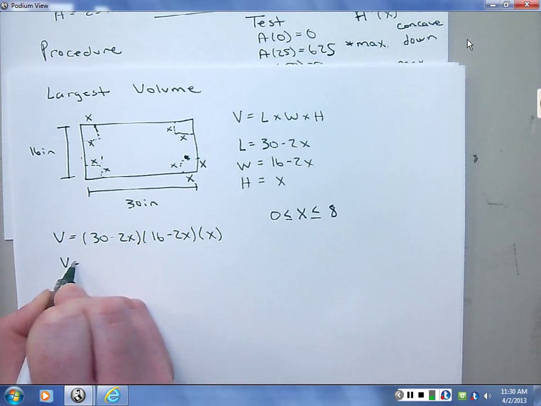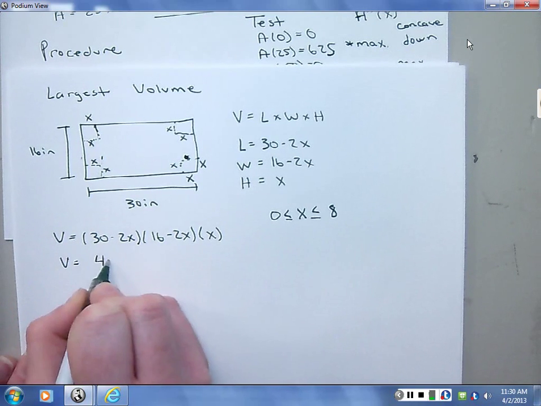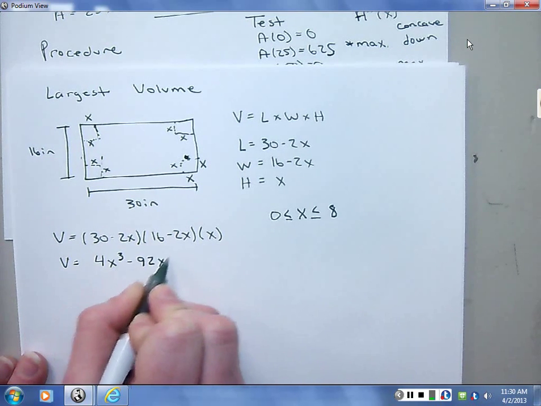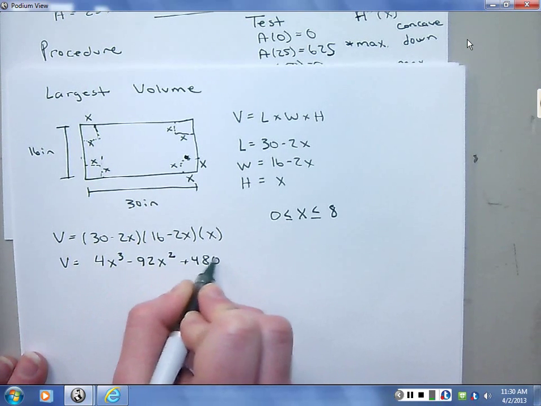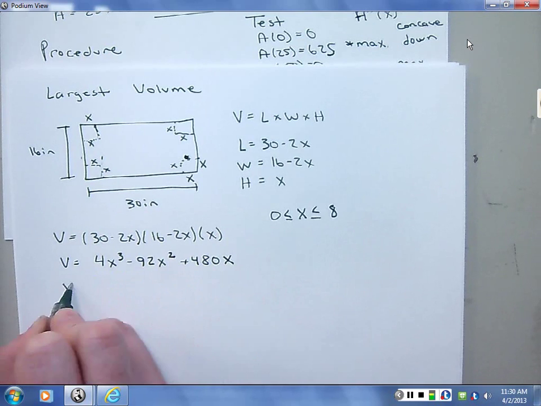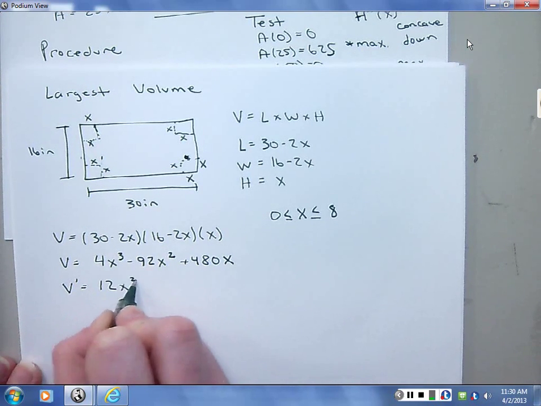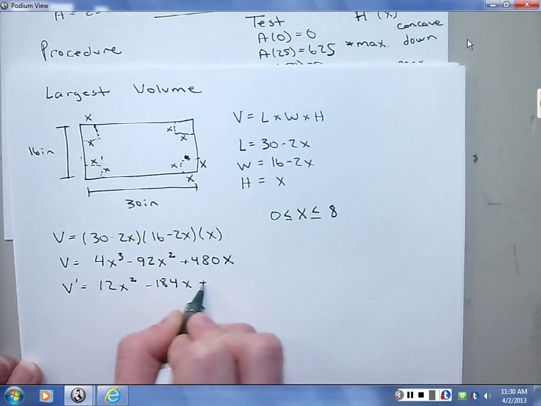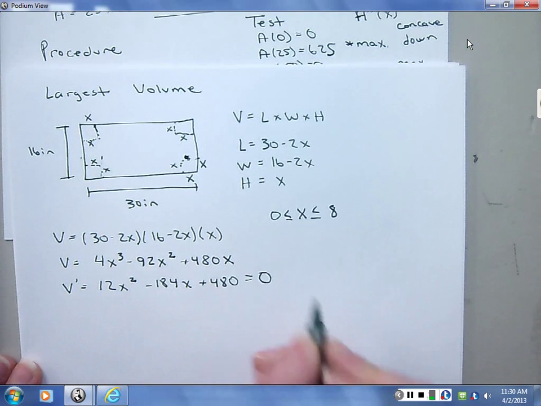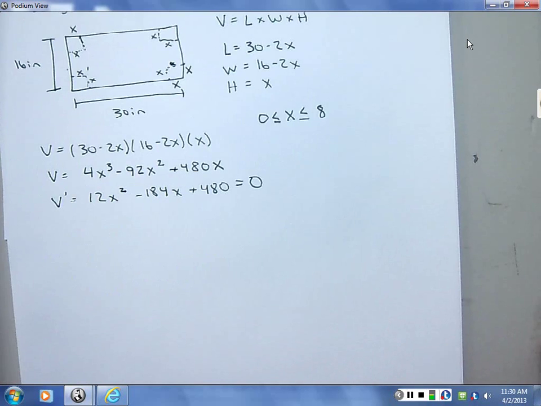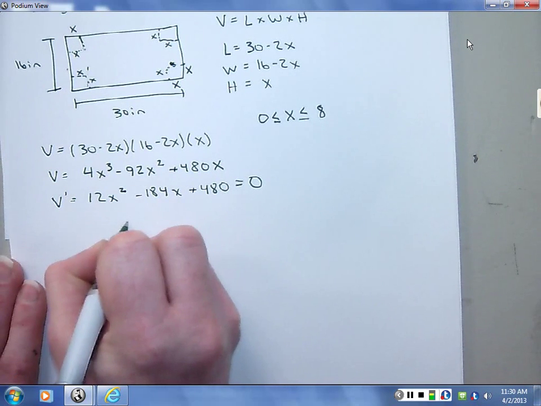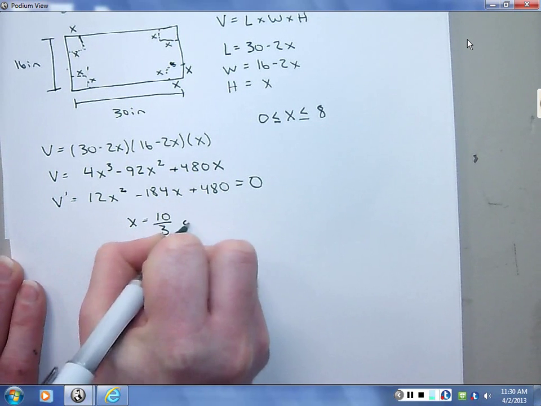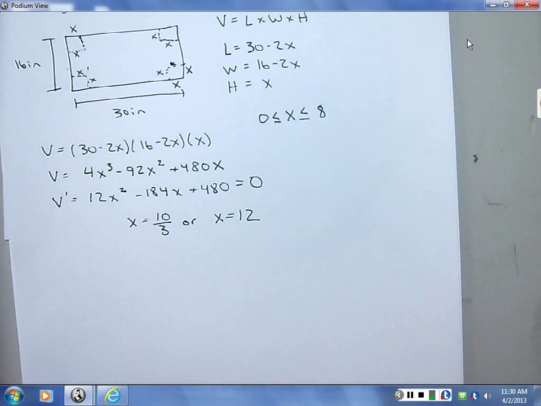So go ahead and write out volume. If I FOIL all this, I get 4x cubed minus 92x squared plus 480x. If I differentiate that, I get 12x squared minus 184x plus 480. When does that equal 0? This is a quadratic. I could factor out 12 and factor again, or I could do the quadratic formula. Turns out x is 10 over 3 or x equals 12. Can x equal 12? No, so that's not in our interval, right?